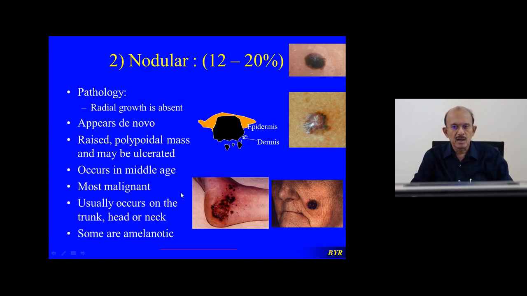Some are amelanotic. What do you understand by meaning amelanotic? That means they are not pigmented. They just present like nodules. So when you find an amelanotic nodule on the face, what is your differential diagnosis? If it presents like an amelanotic nodule, no, it is not sebaceous. Sebaceous will be soft in consistency, but a nodule will be firm in consistency.